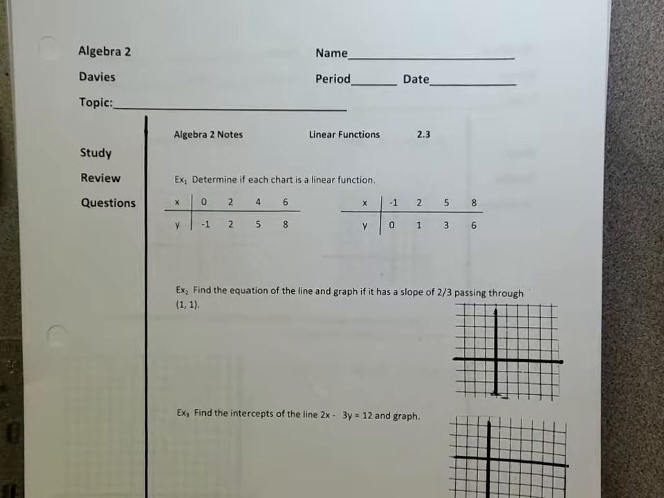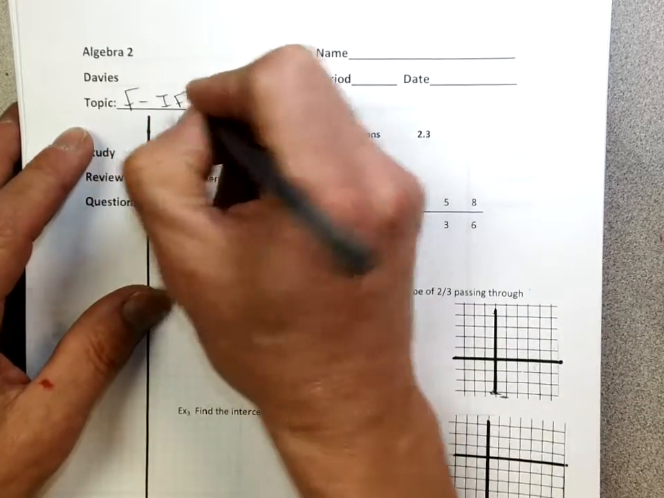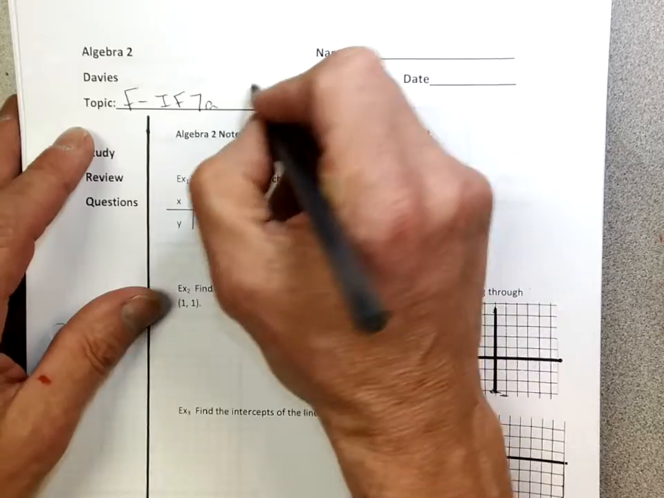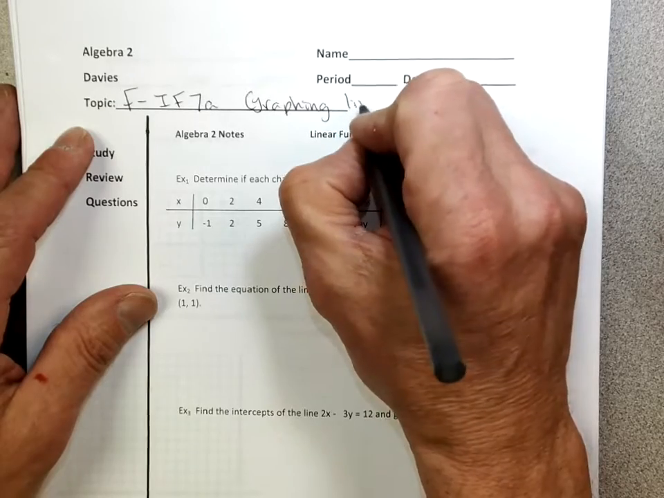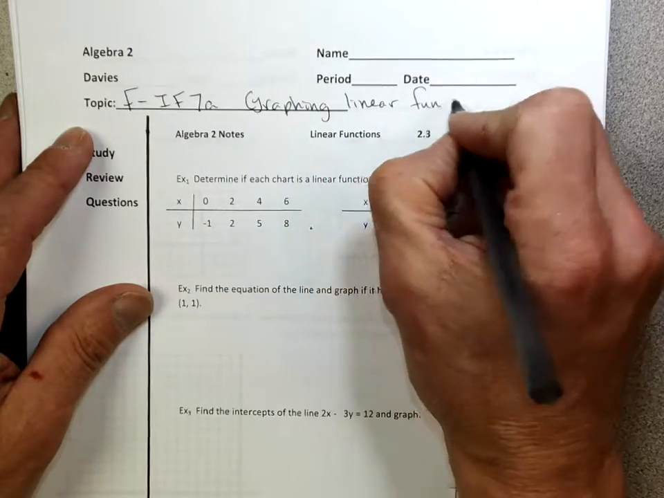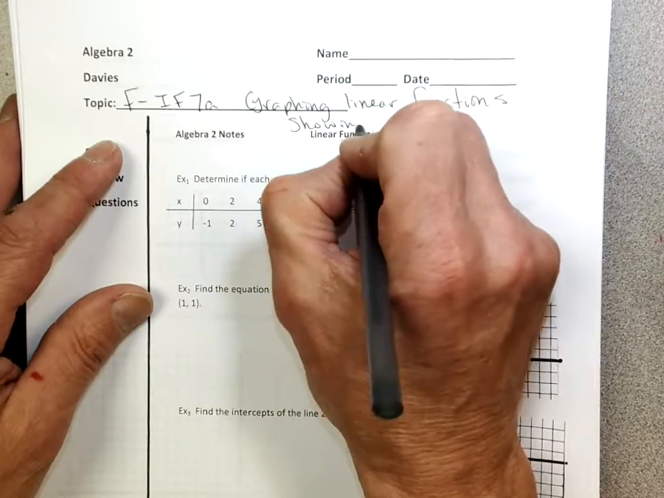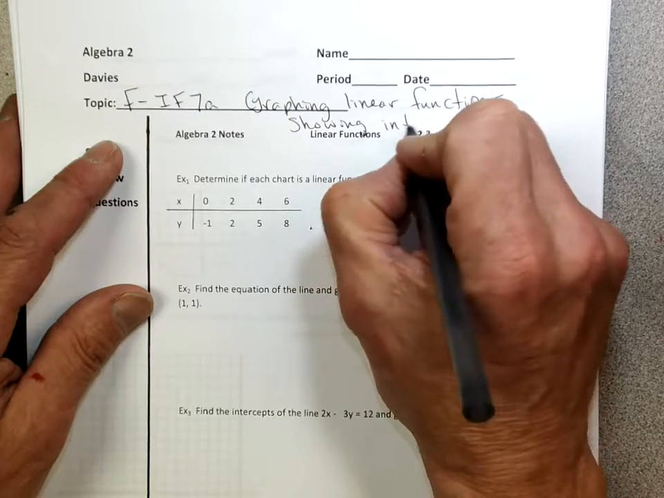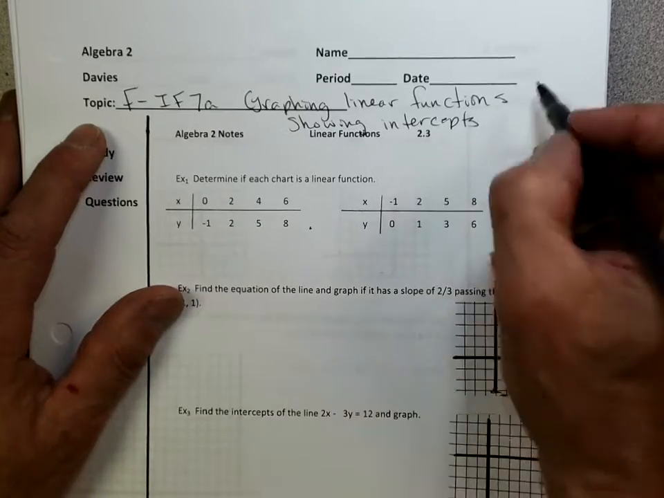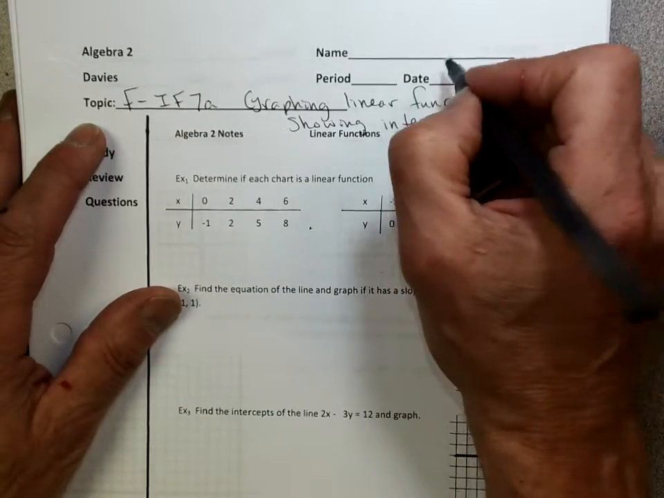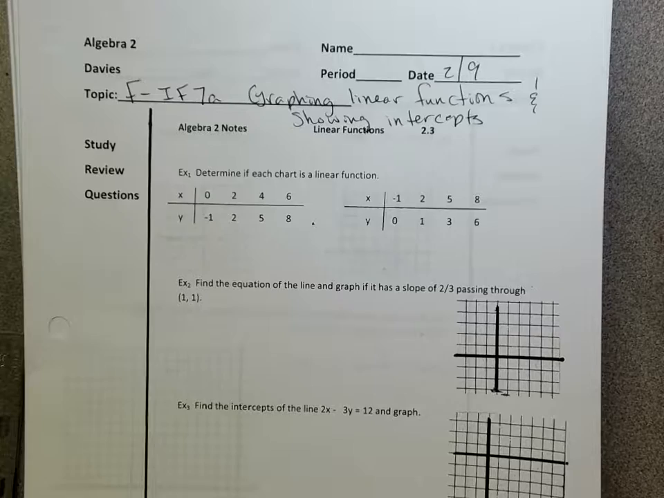So today we are talking about linear functions. The Common Core is F for functions, IF for interpreting functions, and 7A, which basically states graphing linear functions and showing intercepts. All right. Graphing linear functions and showing intercepts. Today's 2:9. Okay. Now, linear means it's got to be straight, right?